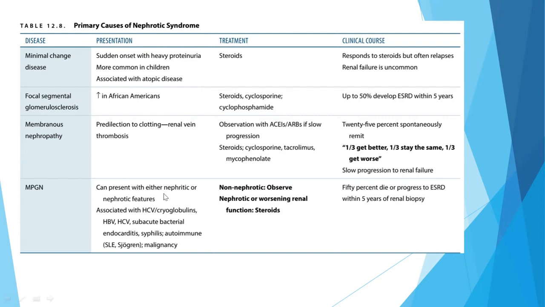MPGN can present with either nephritic or nephrotic features and is associated with hepatitis C virus. This is important, and cryoglobulins. If there is nephrotic syndrome or worsening renal function, we give steroids. For MPGN, the case scenario can give you some symptoms or past history of hepatitis C virus serology.